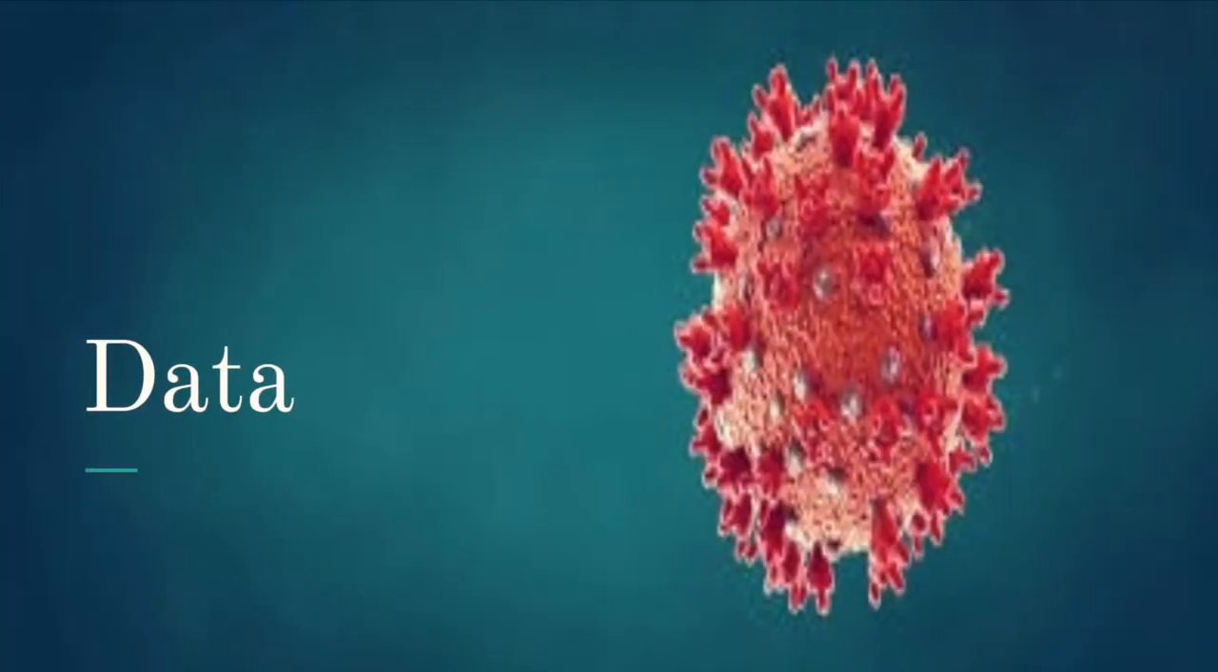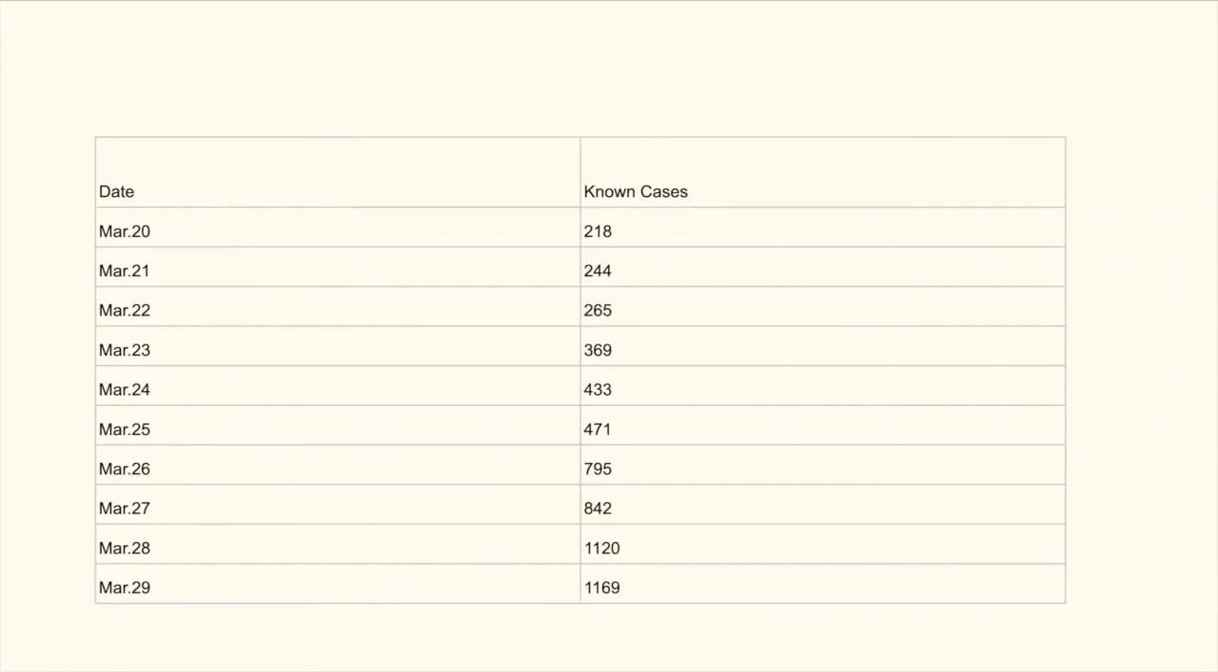So now let me talk about the data I collected for this research. Of course, I collected data of the number of known cases per day from March to May in California. However, since my assumption was that the number of known cases per day increases continuously, I chose the period from March 20 to March 29 for the calculation, and then put all the data in the figure.